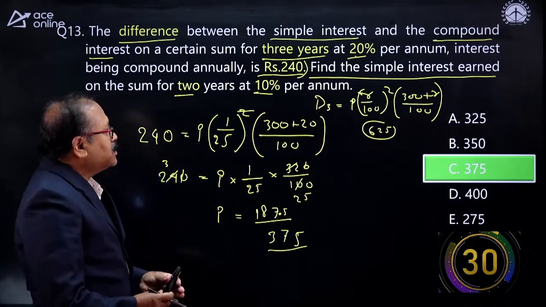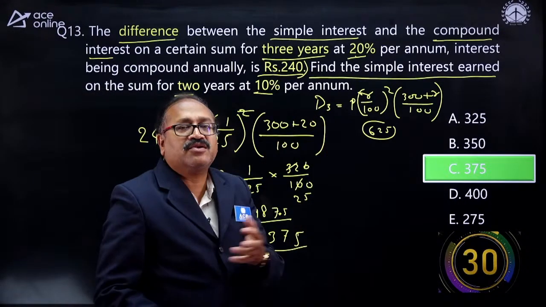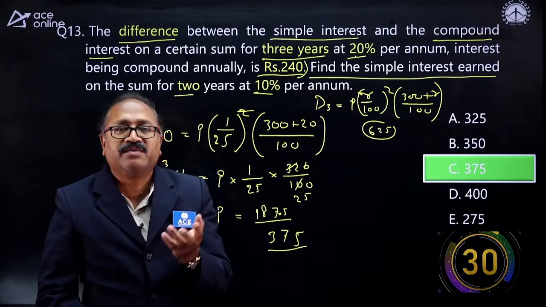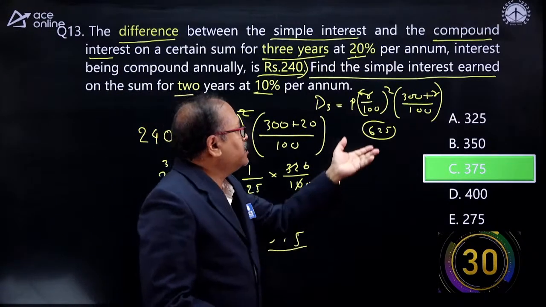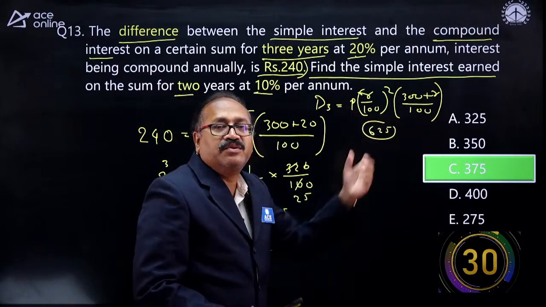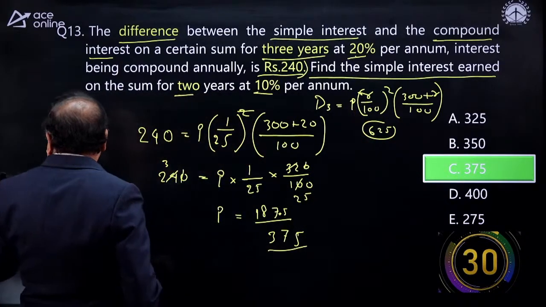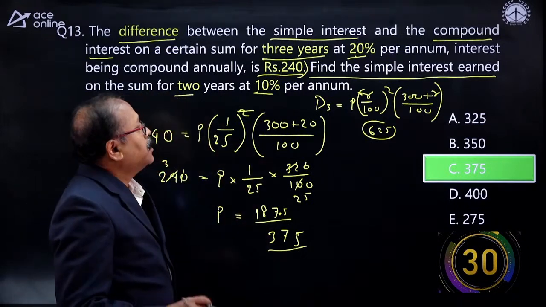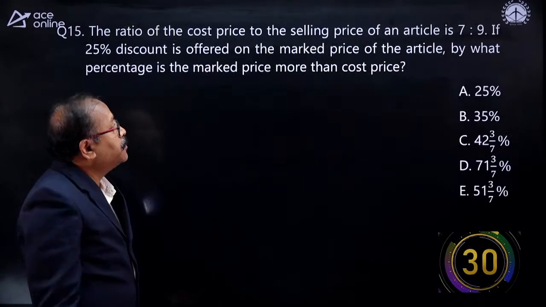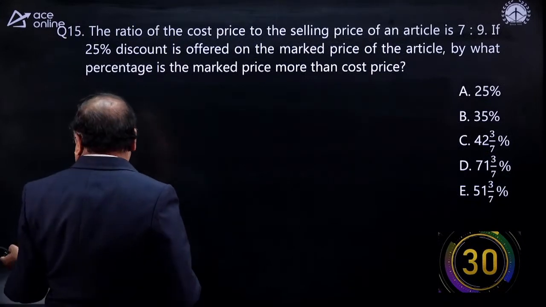Okay, so there's a small formula here. There's nothing wrong, we remember so many formulas. PRT by 100, we remember the formula. Compound interest, we remember the formula. Like that, for the difference for 2 years, you remember the formula here, and the difference for 3 years also. Moving to the next question here. And here is your question.